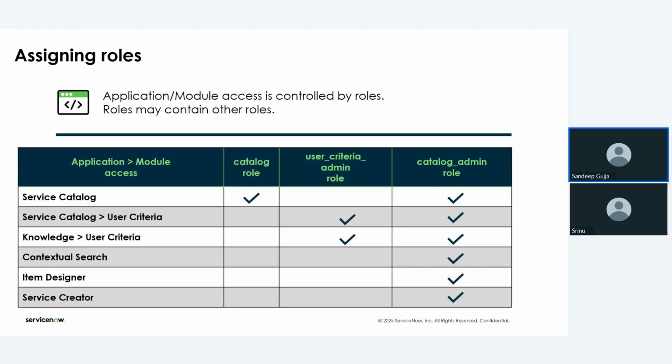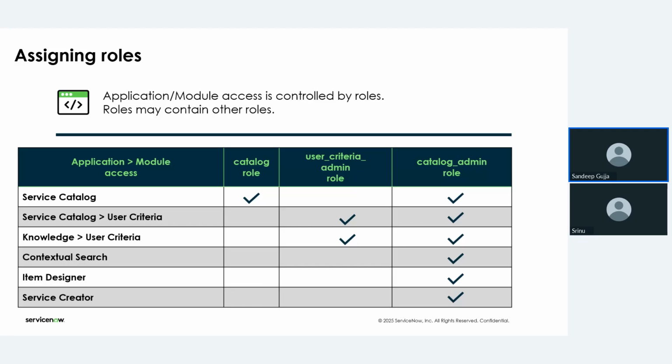Okay, assigning a role. And what are the roles that we've just seen? Service catalog and user criteria, knowledge. Whereas the catalog role contains the service catalog application or module. The user criteria role contains service catalog and user criteria, so the user criteria role has two more extra permissions. Whereas the catalog role only has one permission, and the user criteria role has two permissions.